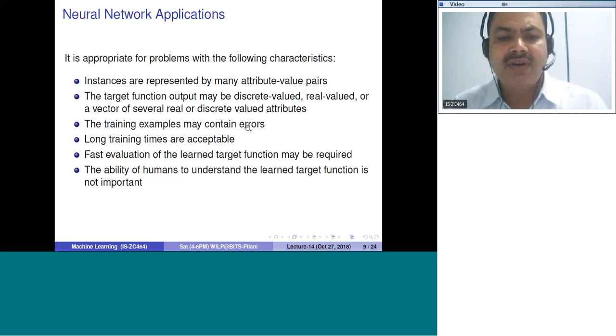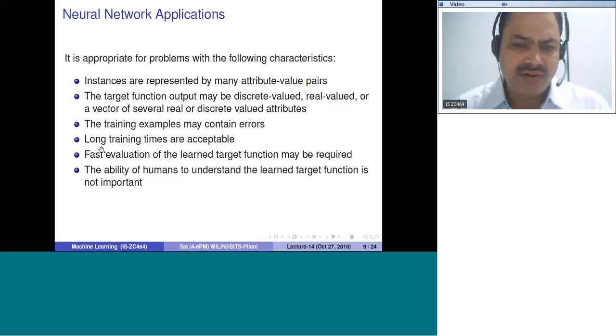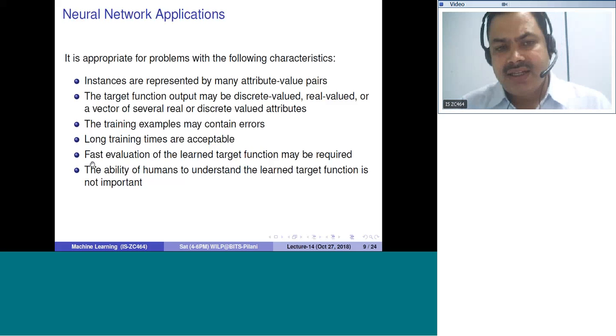Long training times are acceptable, because it takes a lot of time to train. This is the biggest problem that a neural network has, that it takes a lot of time to train. So if you can give me a long time for the training, then I can give you a good neural network. Okay. And the biggest advantage of the neural network is this, that when your model is ready, then you can immediately feed something to get the output.